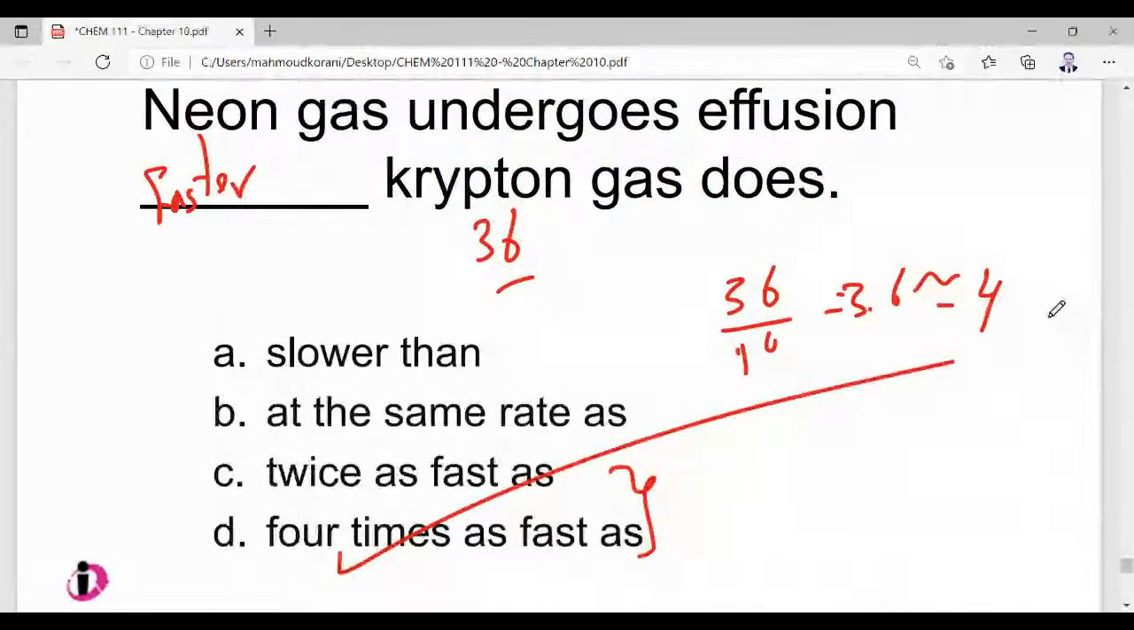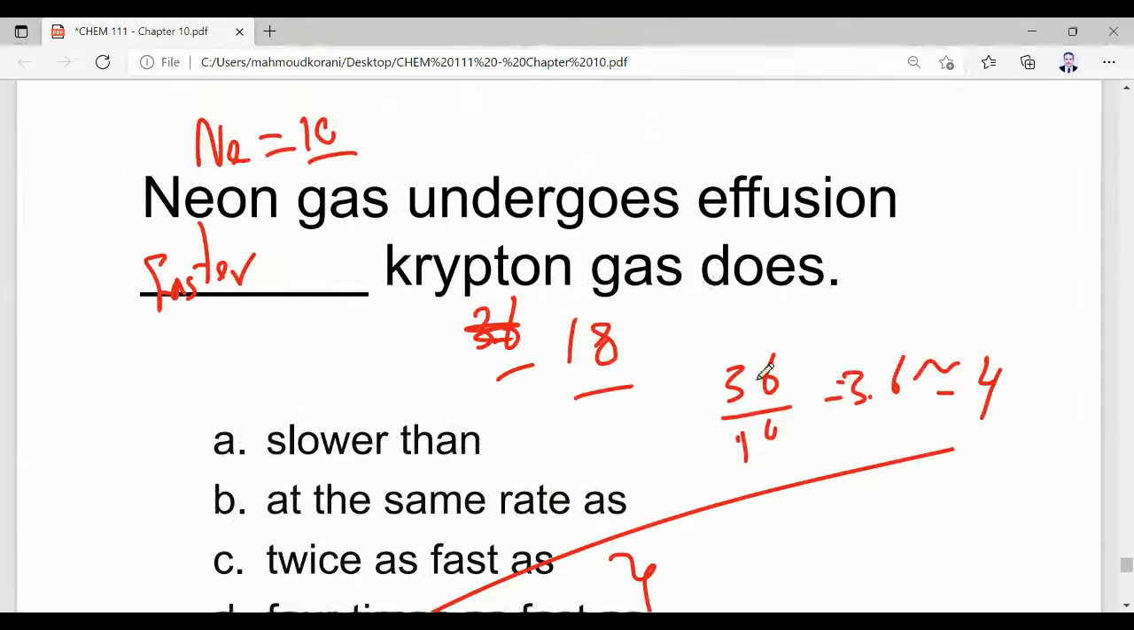No, it shouldn't be C. Twice as fast, I'm sorry. The atomic weight of krypton is 18, I'm sorry. So if you divide, instead of this one, it should be 18 divided by 10, which will be 1.8.